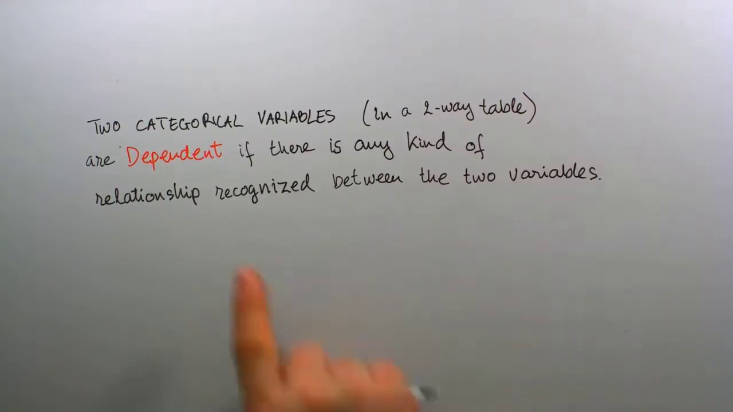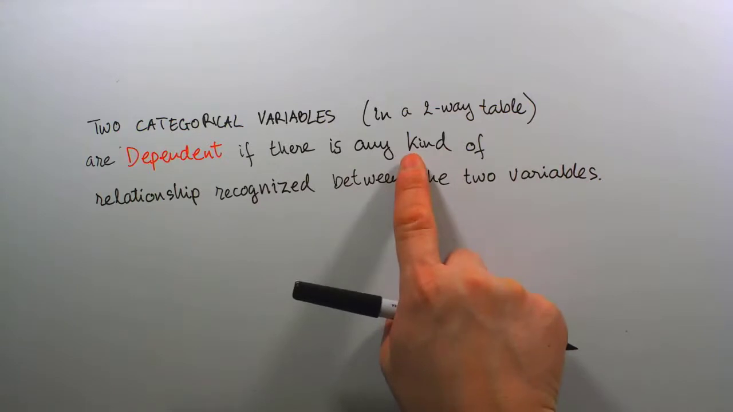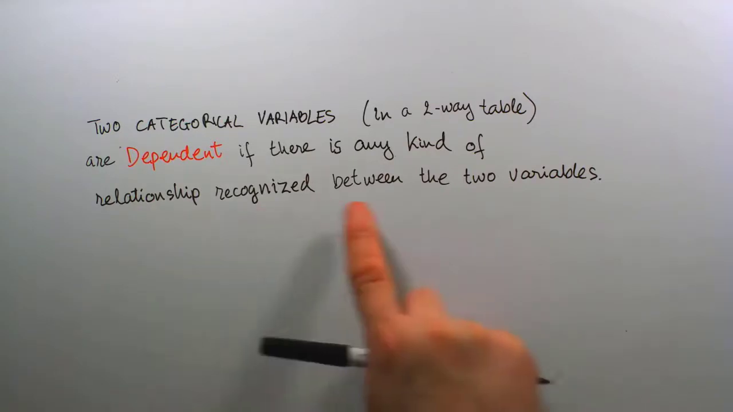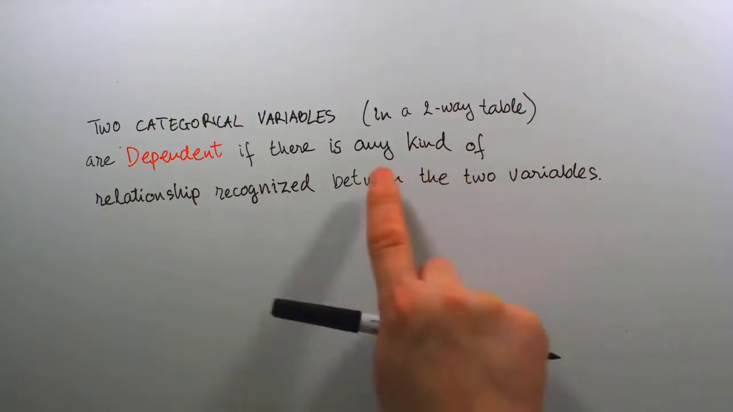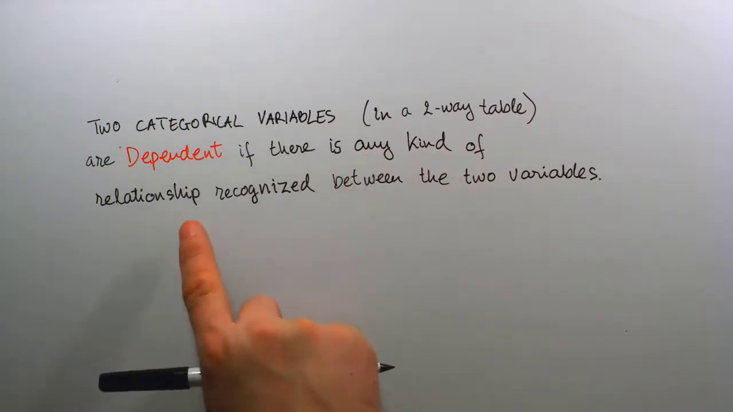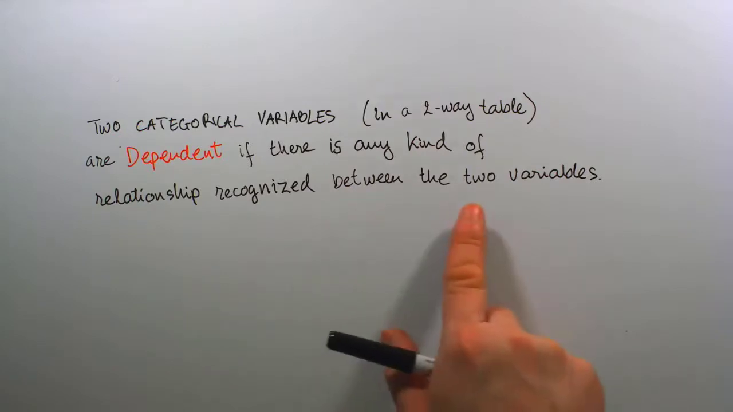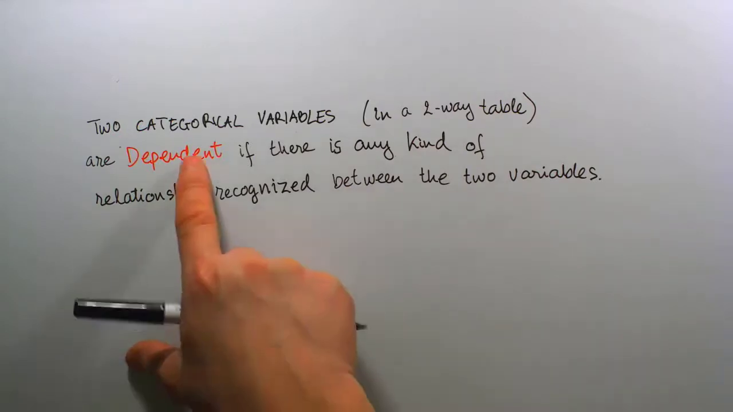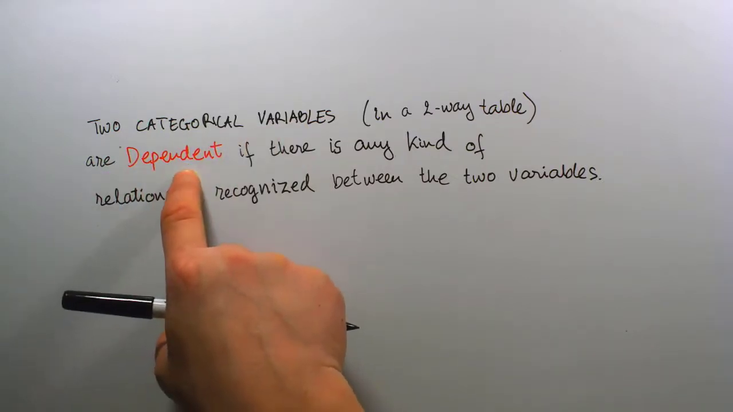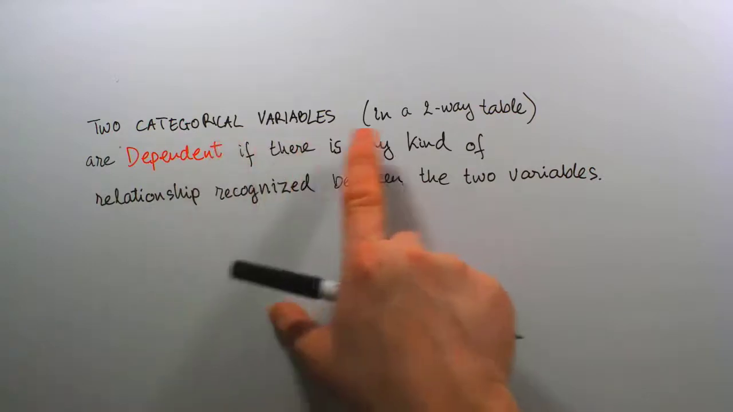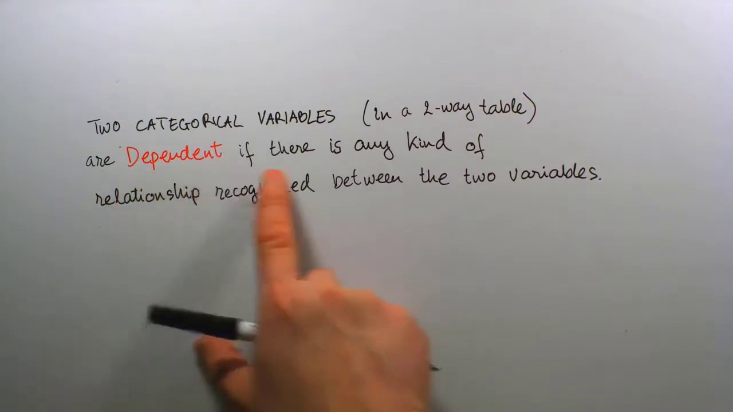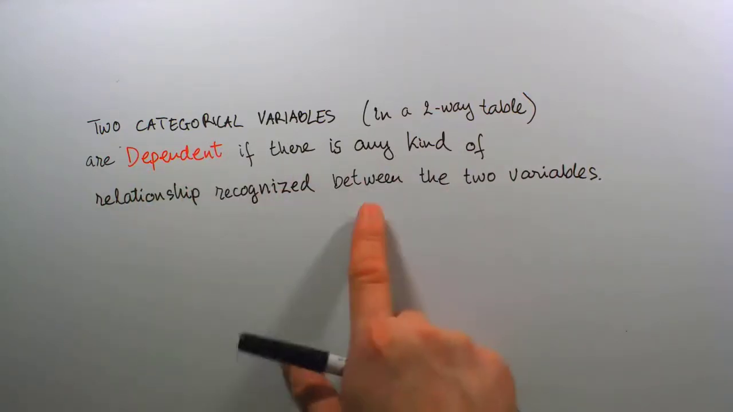And so when I'm saying if there is any kind, because back on the computer screen I was explaining there could be a lot of different ways how we can see a relationship existing between the two variables. So as long as we recognize there's any kind of relationship, maybe just one or maybe two, or maybe there's so many different ways of how the two variables relate with each other, then the two categorical variables there are being referred to as being dependent. Okay, so again, two categorical variables, and primarily we focus in any two-way table, are referred to as dependent if there is any kind of relationship recognized between the two variables.